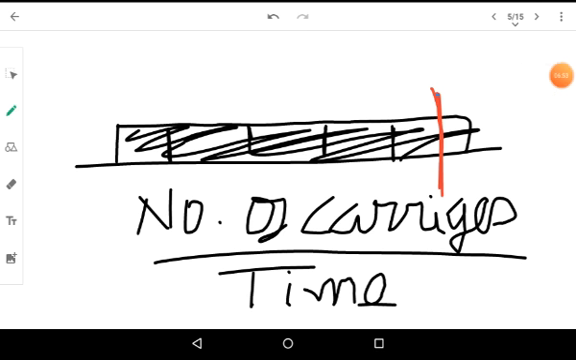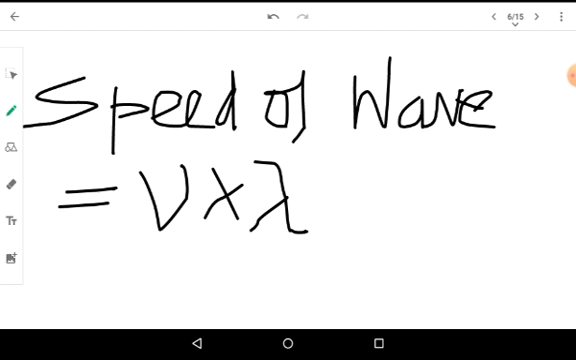Okay, so the next thing that we are going to talk about is the speed of a wave. If a wave is moving, it will have some velocity. So the speed of a wave is mu times lambda. Mu is nothing but frequency. Okay, so mu times lambda is your speed of wave.